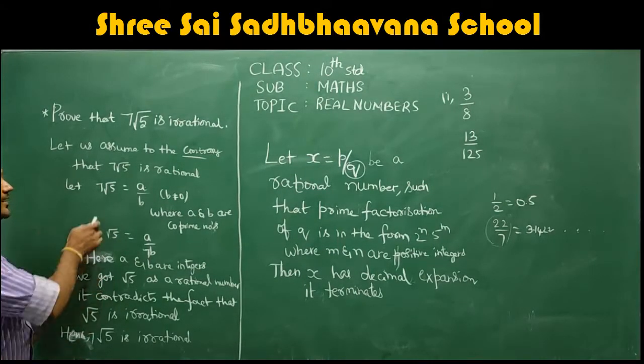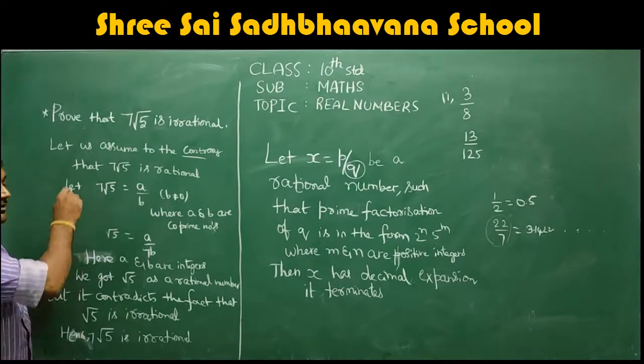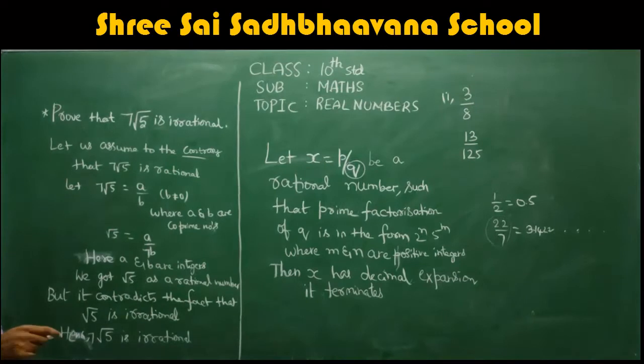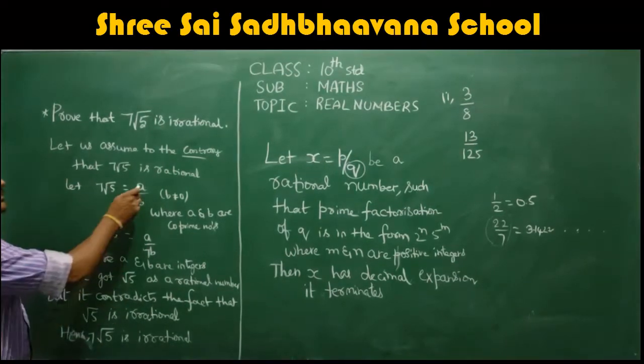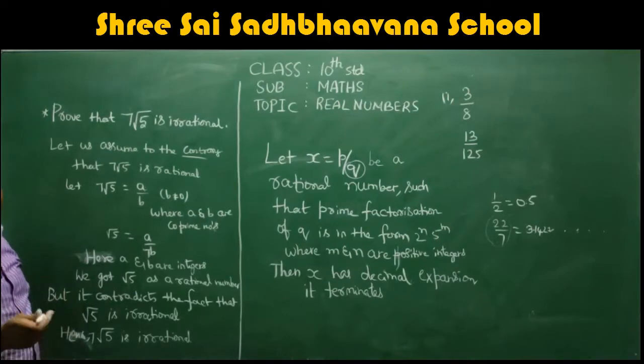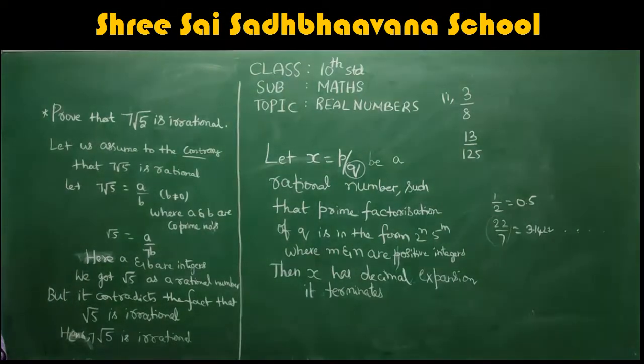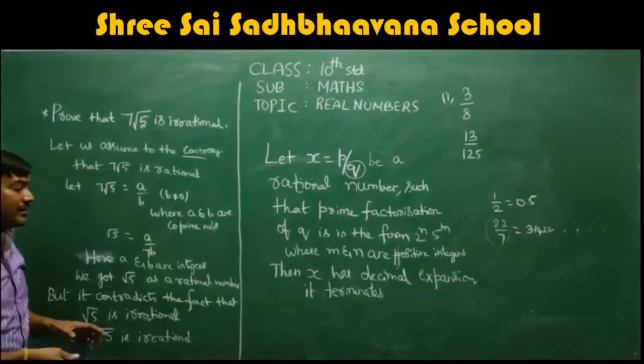So root 5 can be written as, 7 is multiplying here, send the 7 to the denominator, which will give you a by 7b. Remember, whether they are prime or co-prime numbers, what we assume a and b should be integers, correct? Even a natural number comes under integers, whole numbers come under integers, prime numbers also come under integers, odd numbers, even numbers, everything should be an integer, then only it is a prime number or even number or anything.